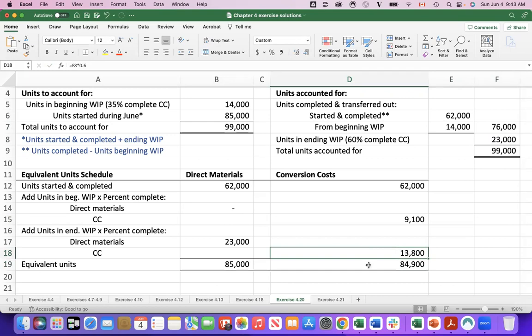So my total equivalent units with respect to conversion costs, so the amount of work I've done with respect to conversion costs, the amount of costs I've incurred, I could have fully completed 84,900 units with respect to conversion costs. These are the amounts that we will use when they ask us to calculate the product cost per unit. And since we have different amounts here, you would calculate a direct material cost per unit for the month of June, and then you would calculate a conversion cost per unit for the month of June.